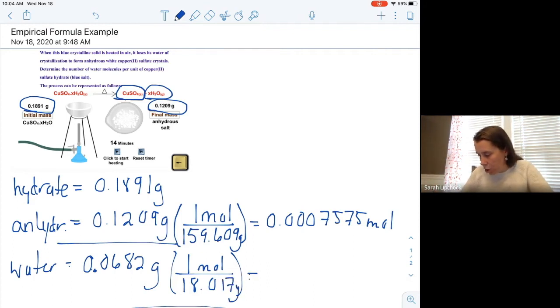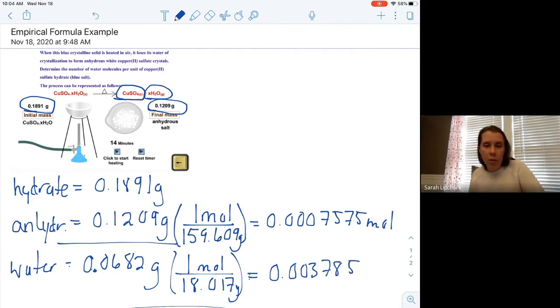It's like if I told you I have a pound of ham and a pound of cheese, is that enough to make how many sandwiches? I don't really know because I don't know how much a slice of ham weighs or a slice of cheese weighs, but I could do the conversion to figure out how many I have. So that's essentially what we're doing here. So we take the 0.0682 divided by 18.017, which is the molar mass of water, and we get 0.003785.